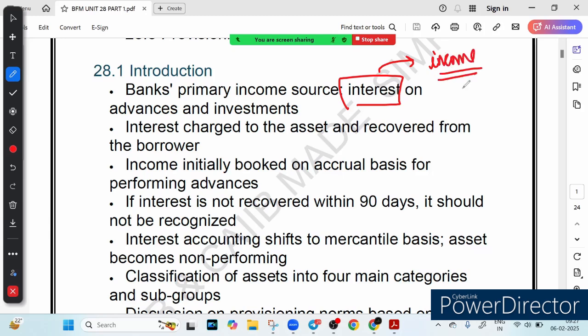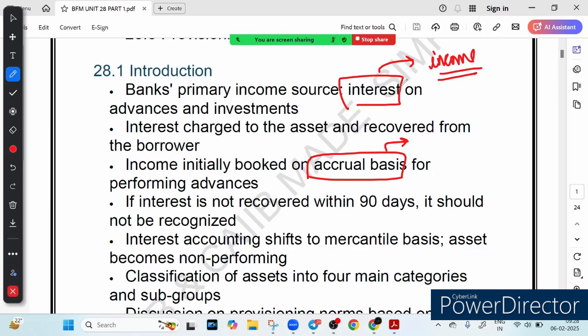They record it expecting the borrower to pay it back. Now there is a system which we call the accrual basis. At first the bank assumes that everything is fine, so they book the interest as income even before actually receiving the cash. They have not received the cash, but they have booked the interest as income. This is called the accrual basis of accounting. Income is recorded when it is earned, not necessarily when it is received.